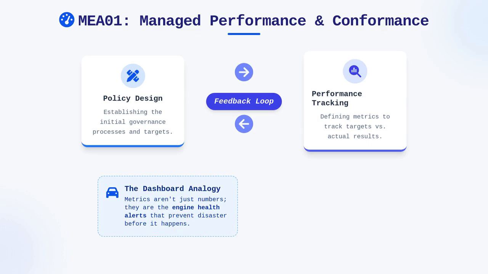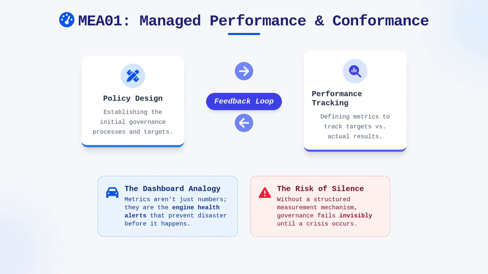Think of this as the dashboard in a vehicle that tells you not just your speed, but whether your engine is operating efficiently enough to reach your destination on time. If you lack the measurement mechanism to trigger an alert when performance drops, you essentially have no way to know if your governance system is failing until a disaster occurs. Consequently, MEA-01 demands a structured approach to performance measurement that translates operational data into insights for decision makers.